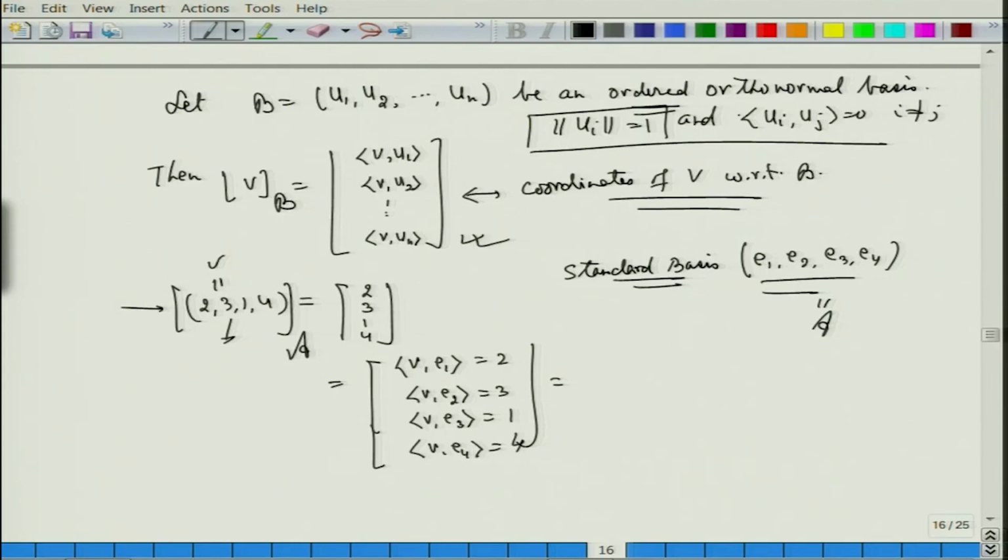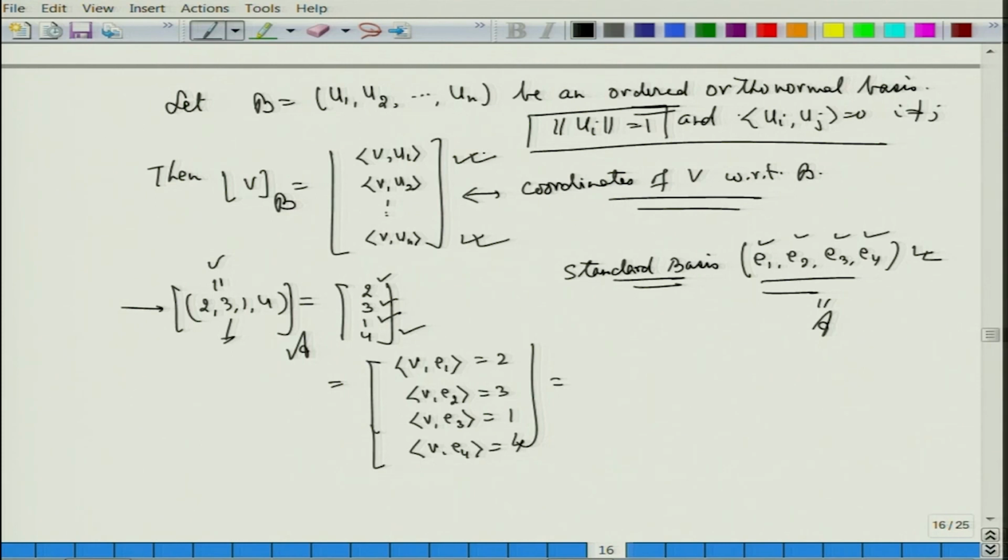So in some sense what we are saying is that whatever we could do for a standard basis, in a standard basis everything was nice, I just had to look at the first component, second component, third component, fourth component, and they came as inner products with respect to the standard vectors E1, E2, E3 and E4, fine. What we are saying here is that forget about E1, E2, E3, E4. If you have any ordered orthonormal basis, then a similar thing can be done, fine. Is that okay? That's one thing, you can just do it.